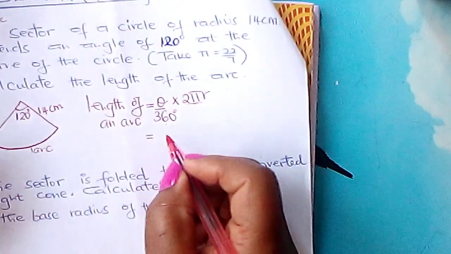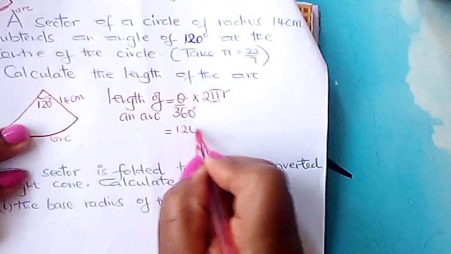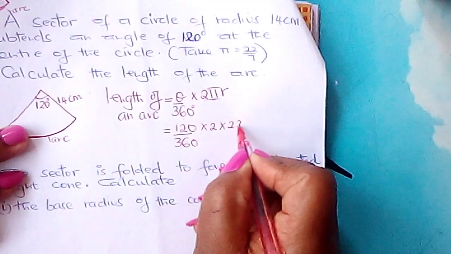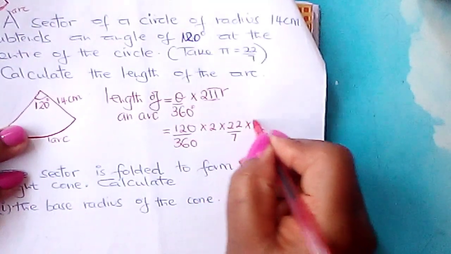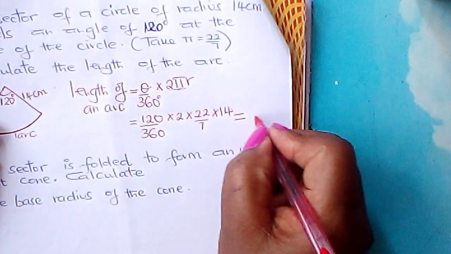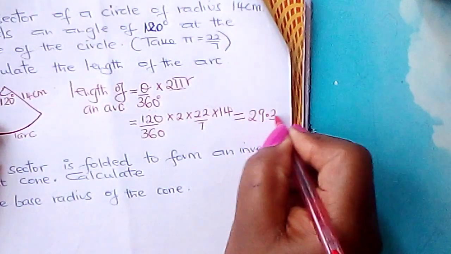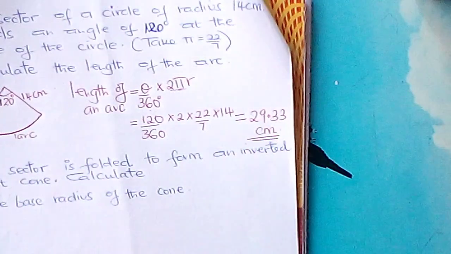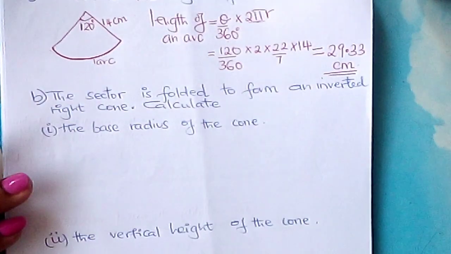So you come and fix it. Our theta here is 120 degrees over 360 times 2 times pi, which is 22/7, times our radius, which is 14. And therefore you use your calculator and you will get 29.33 centimeters. Good. We go to part B, learner.